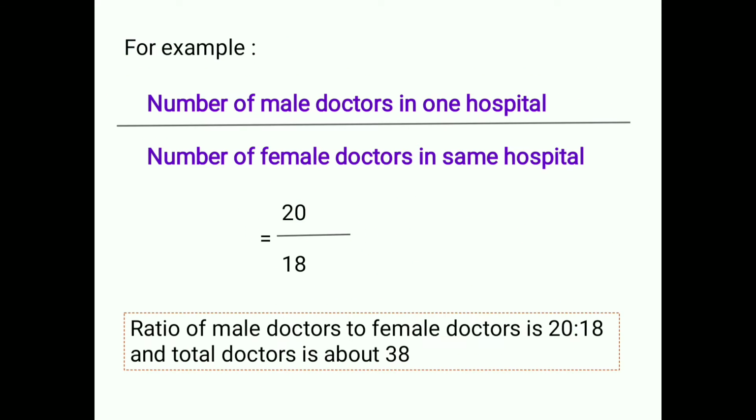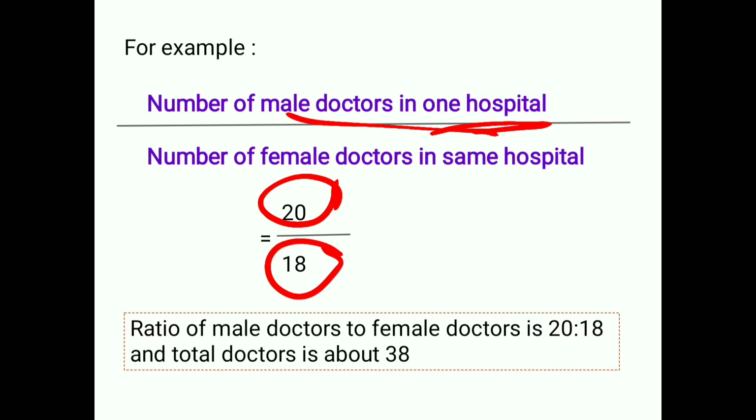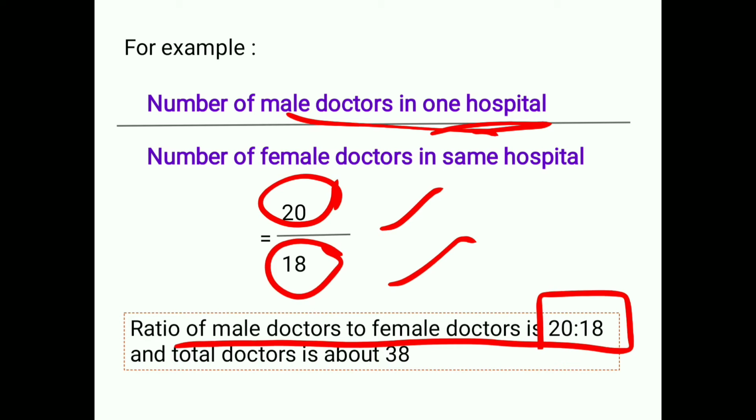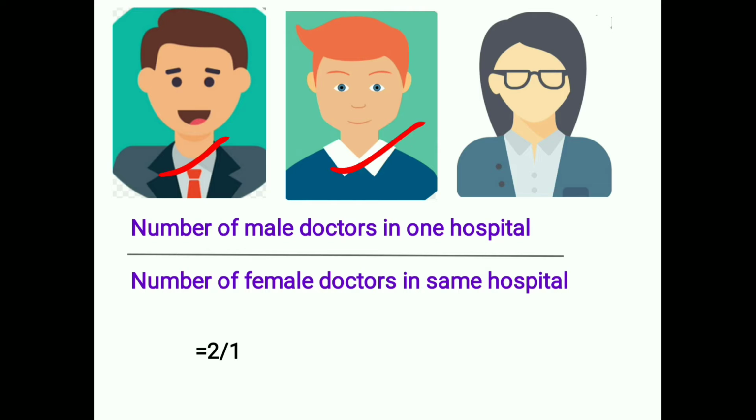For example, if there are 20 male and 18 female doctors in one hospital, the formula for the ratio will be 20 divided by 18. The ratio of male doctors to female doctors is 20:18, and the total number of doctors is about 38. And here it is about 2 divided by 1.